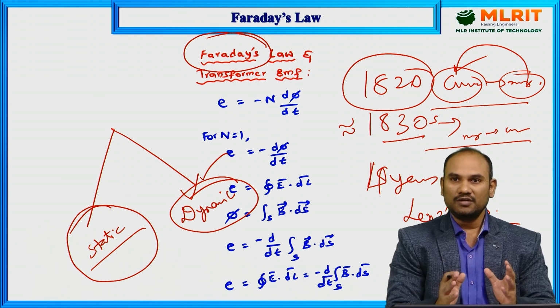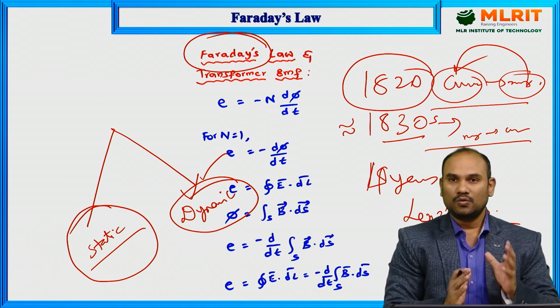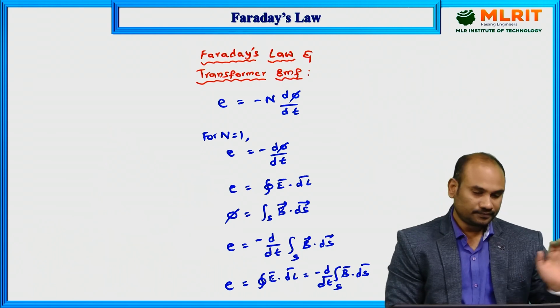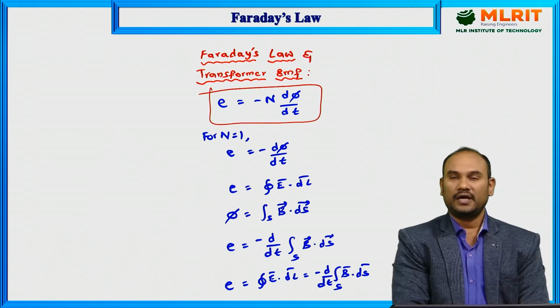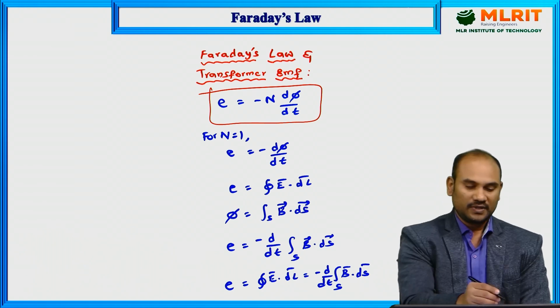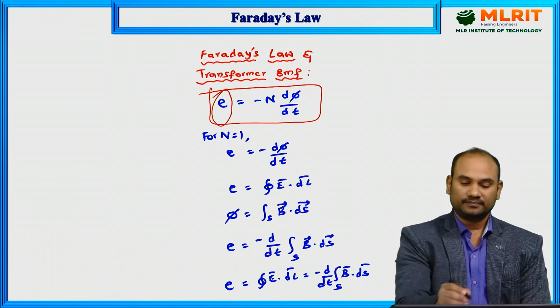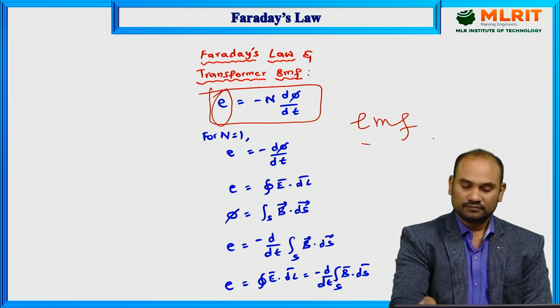Now we enter into the mathematical discussion, in a quantitative way. We try to understand this. Now, starting with E equal to N d phi by dt. Let us decode it, what it stands for. E is the EMF. What is EMF?